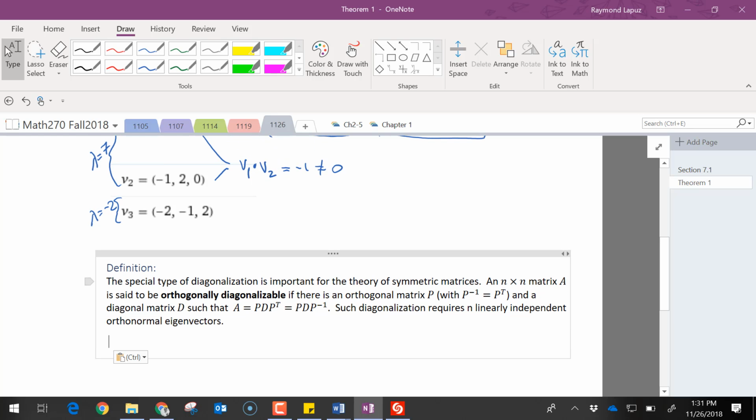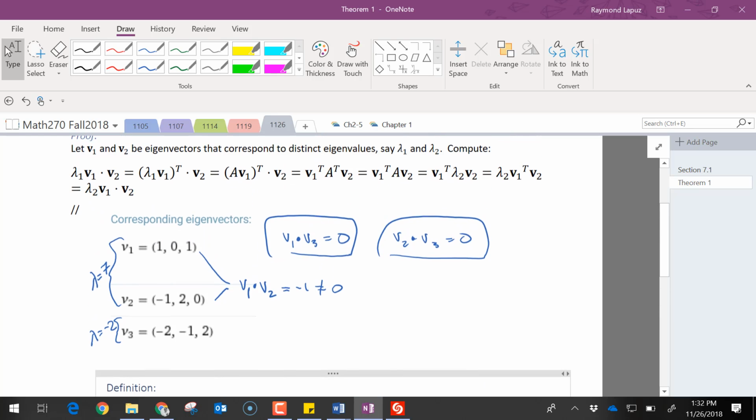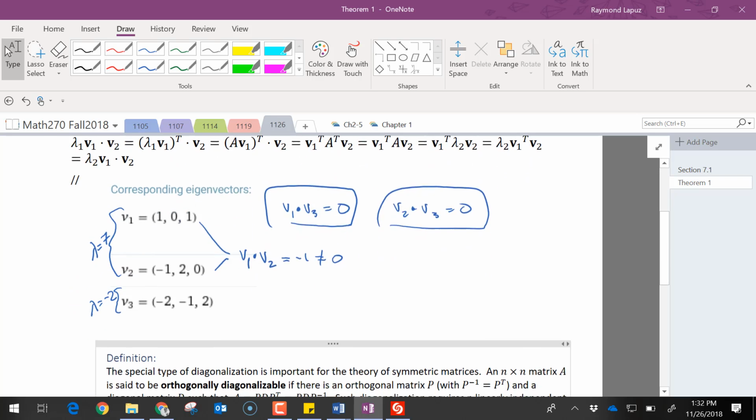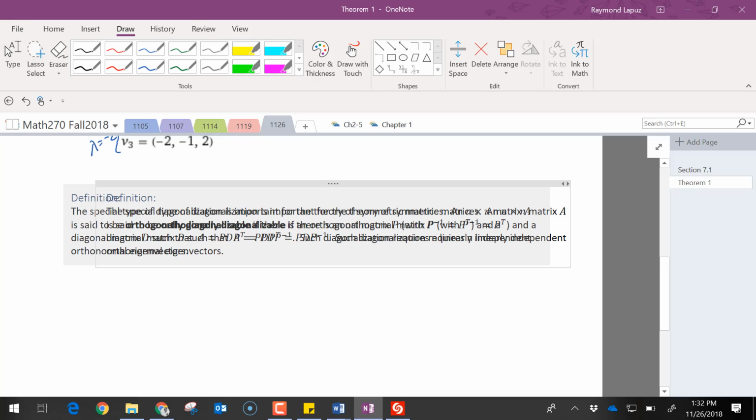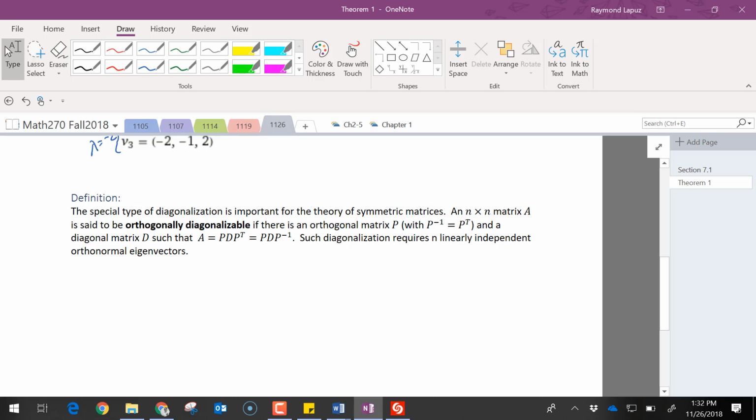Well, I don't know. Is it? Because that requires the eigenvectors to be orthogonal to all the eigenvectors from other eigenspaces. But since two of our eigenvectors there come from the same eigenspace, that means they're not orthogonal. So they're not orthogonal, but can we make them orthogonal? Why, yes, we can.